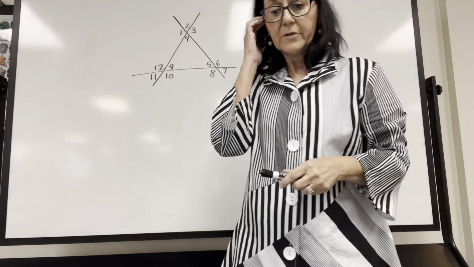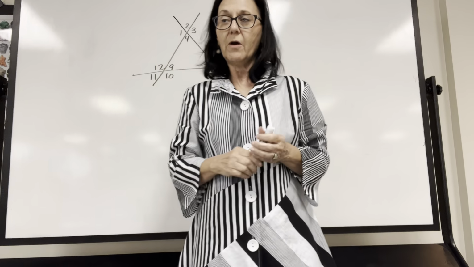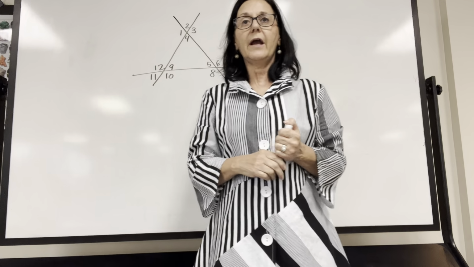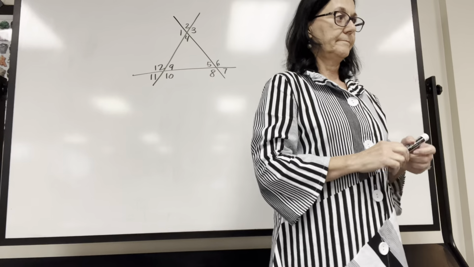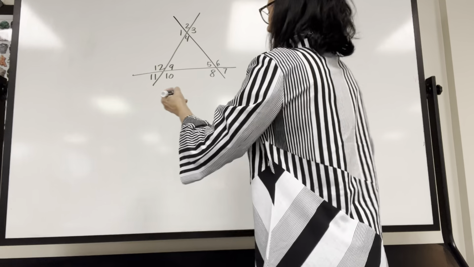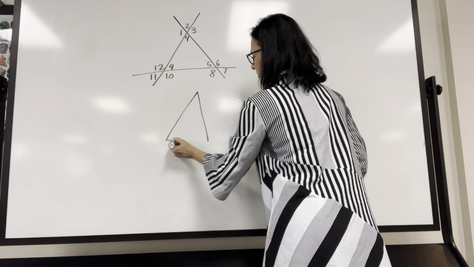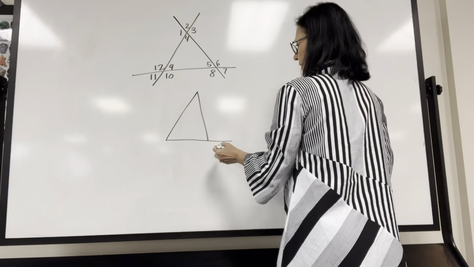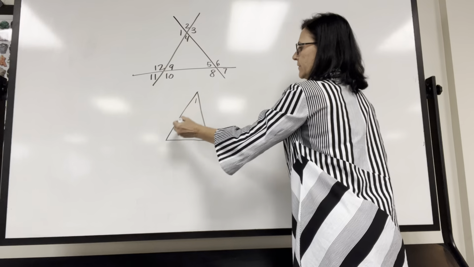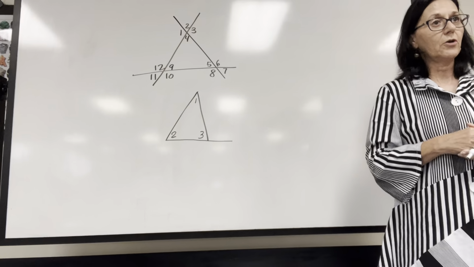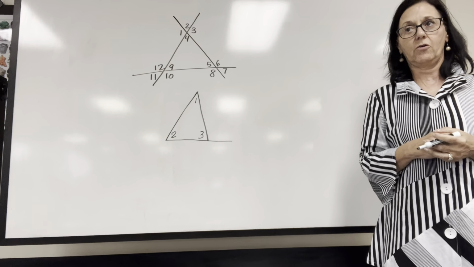This is Geometry, Chapter 5, Lesson 2 on page 190. This lesson is on the exterior angle theorem. All right, so if I have a triangle, I have 3 interior angles, 1, 2, and 3. Does everybody see that? Those are called interior angles.